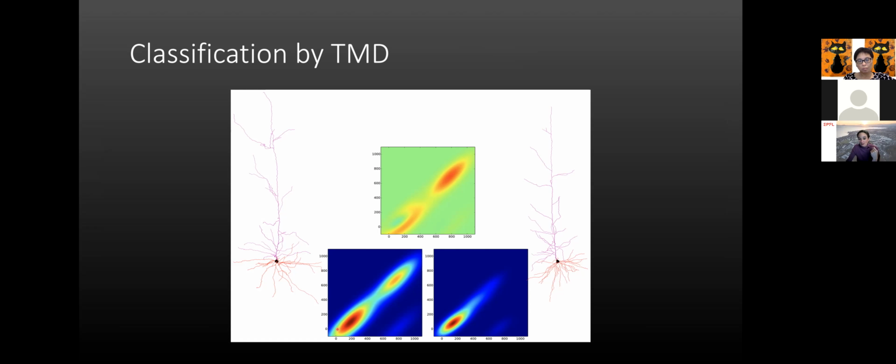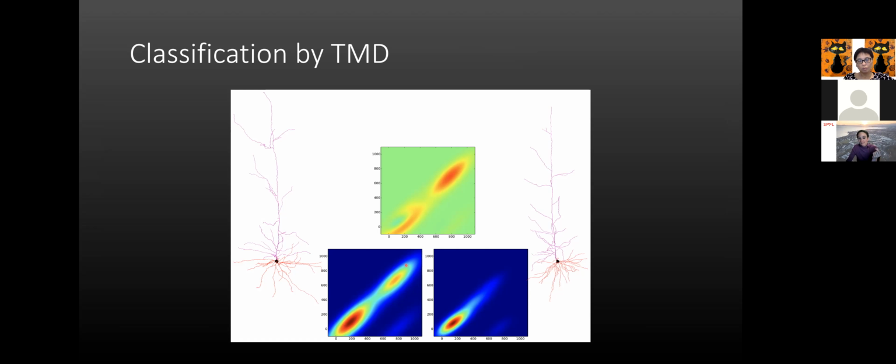So we have a lot of points here where it's red, fewer points where it's orange and green, and basically no points where it's blue. So these are the persistence images associated to this neuron and to this neuron. And now we see very clearly where the differences are.